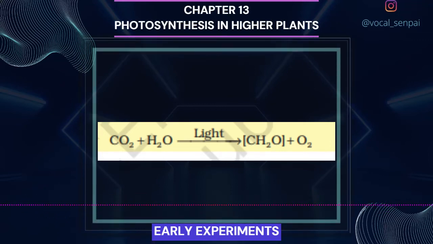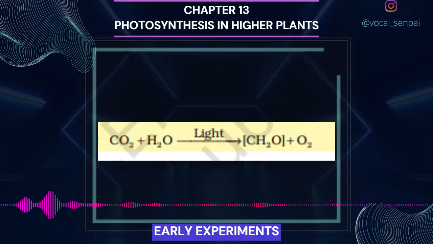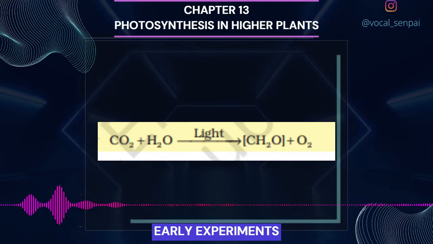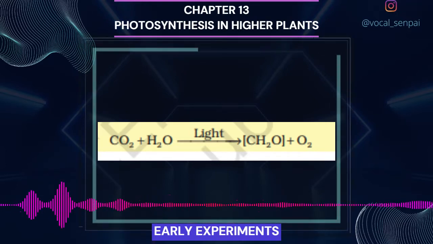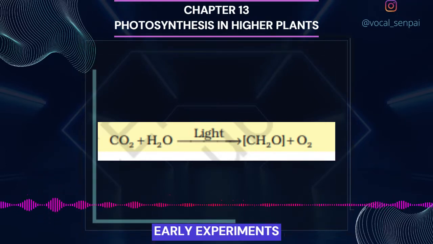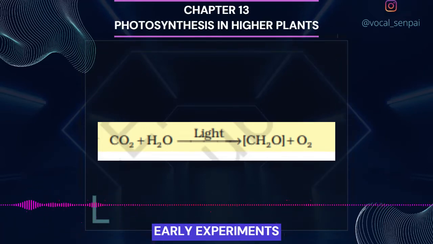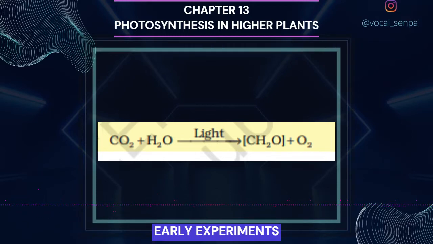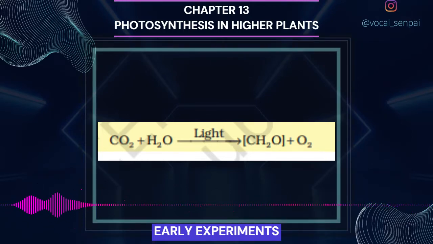Now consider the interesting experiments done by T. W. Engelmann, 1843 to 1909. Using a prism, he split light into its spectral components and then illuminated a green alga, Cladophora, placed in a suspension of aerobic bacteria. The bacteria were used to detect the sites of O2 evolution.